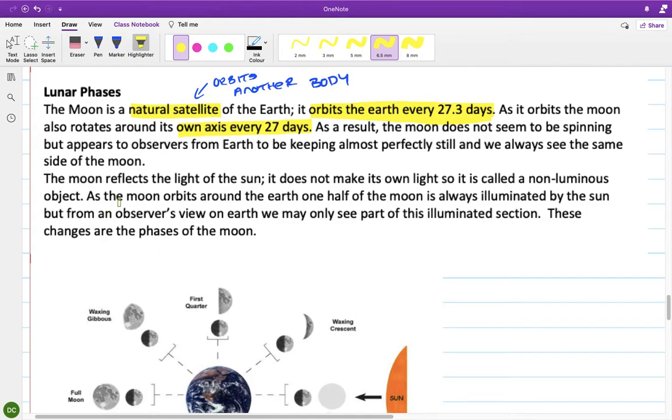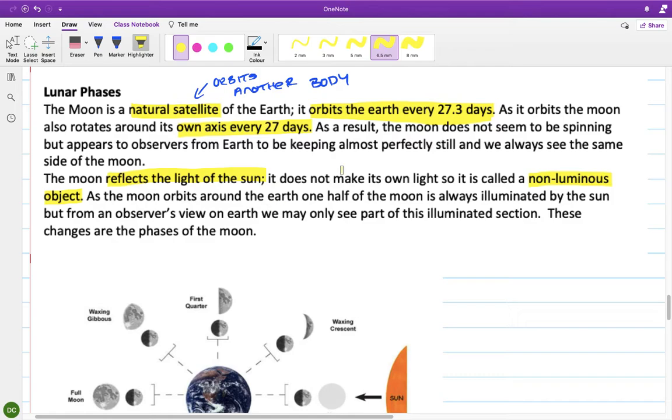Okay, so the moon reflects light from the sun. We know this, we talked about this the other day. The moon is a non-luminous object, so the only reason we can see it is because it reflects light from the sun. It does not make its own light.